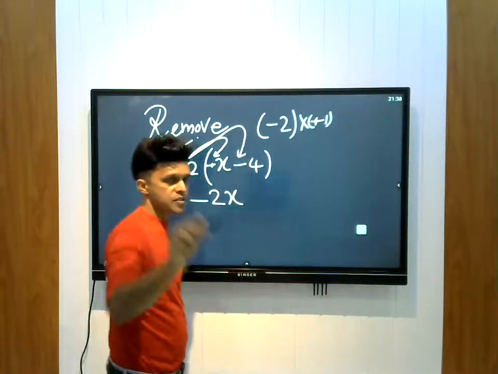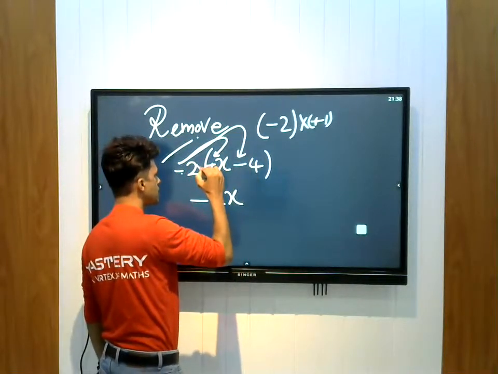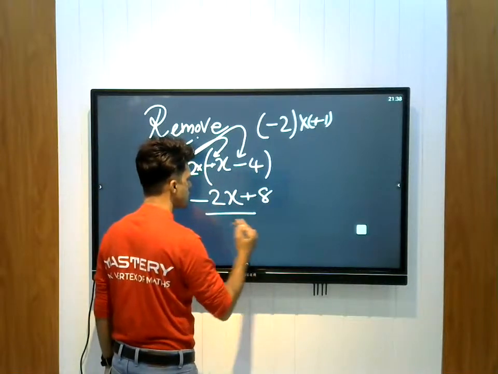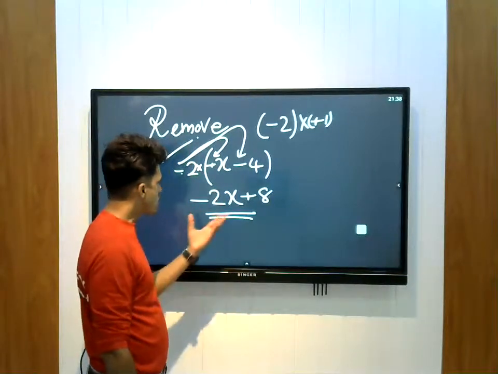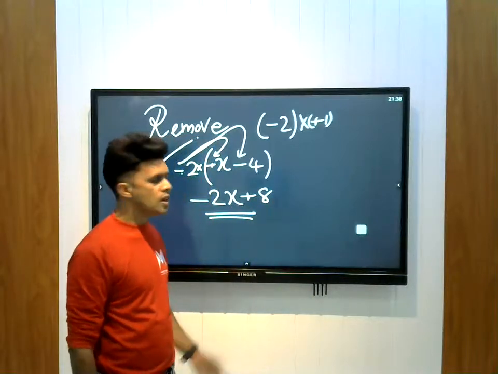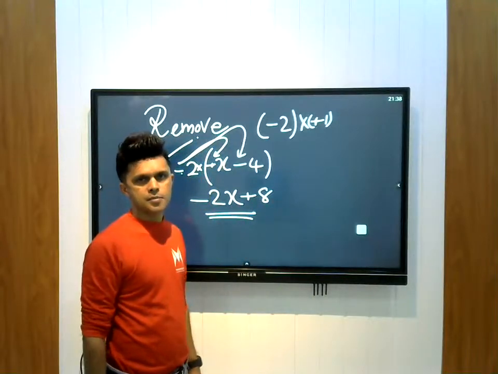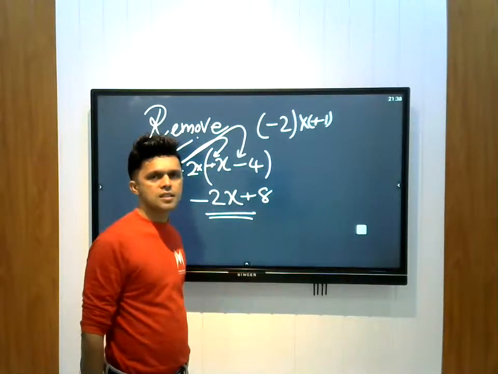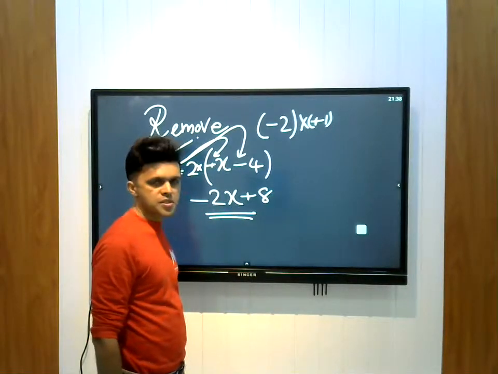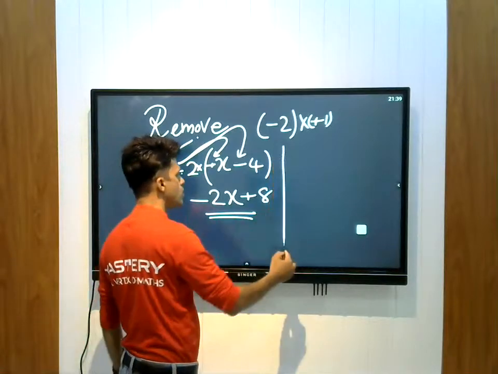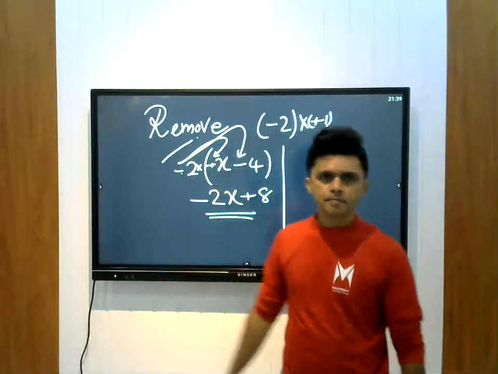Here multiplication, we can't see it. Minus into minus is plus. 2 times 4 is 8. You can't add or simplify these terms more, the reason being these are unlike terms. Therefore, you can't add these terms. Okay. So how can you remove the bracket of this one?